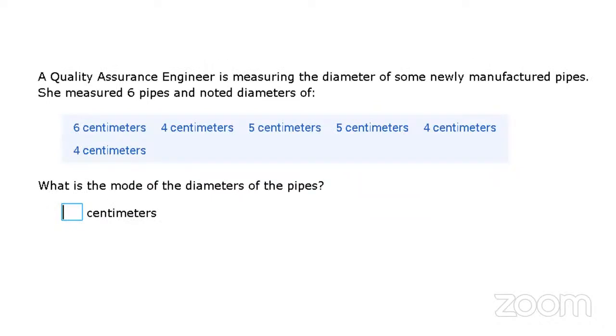A quality assurance engineer is measuring the diameter of some newly manufactured pipes. She measured 6 pipes and noted 6 diameters. All right. So the diameters that she has noted are 6 centimeters, 4 centimeters, 5 centimeters, 5 centimeters, 4 centimeters, and 4 centimeters. What is the mode of the diameters of the pipes? What is the mode and why?